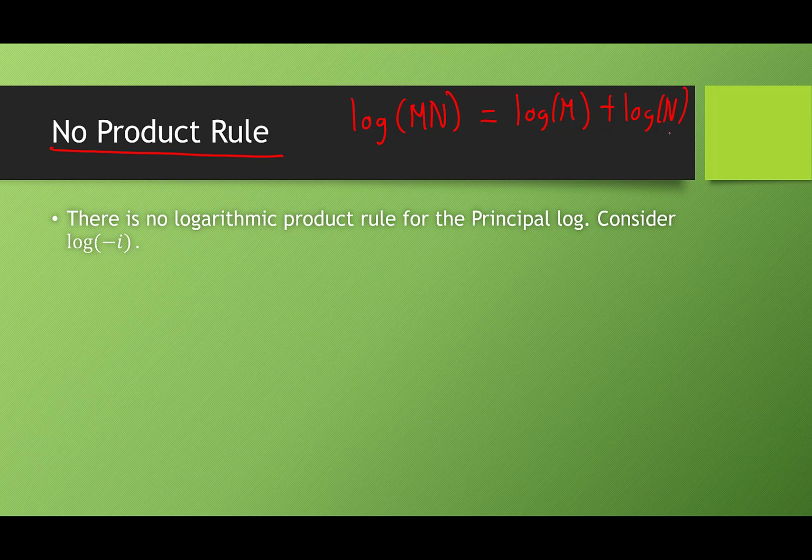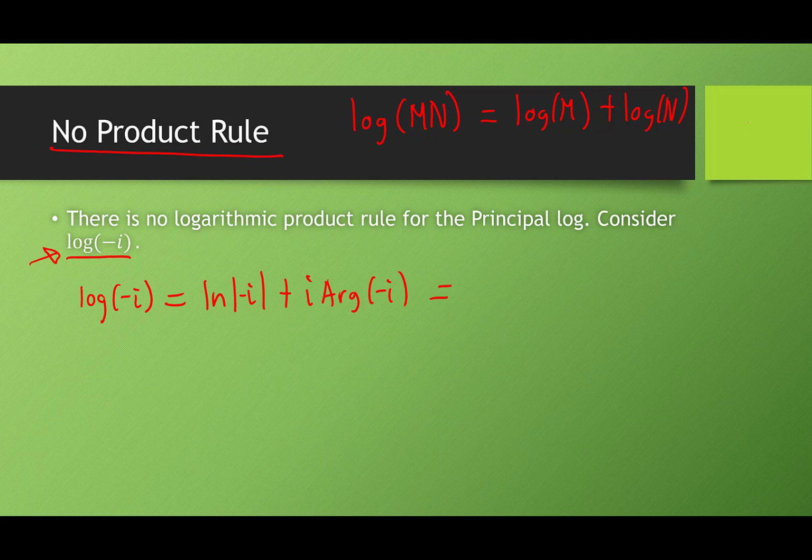And let me give you an example of why. So let's consider log of negative i. And again, remember, if we see log by itself in no other context, think principal log. So log of negative i, on its own, without being very clever, is equal to, by definition, ln of the length of negative i plus i times the Argument of negative i.